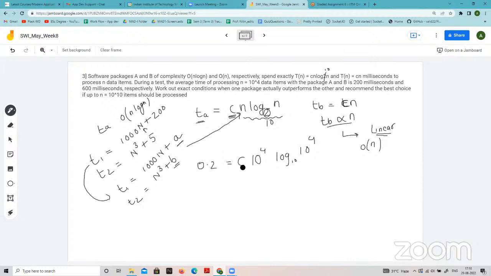So here I'll get C's value because that is the only unknown remaining, right? So this is 0.2 equals C into 4, 10 raised to power 4. I hope you know this, right? Log to the base 10 of 10 raised to power 4 is nothing but 4, that I've written here. So from this we can find the value of C, which is, in a minute.